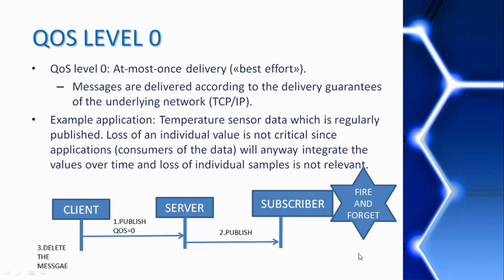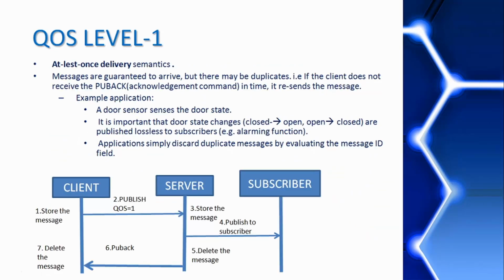Now let's see QoS level 1. QoS level 1 affords at least once delivery semantics. Messages are guaranteed to arrive, but there may be duplicates. That is, if the client does not receive the acknowledgement command PUBACK in time, it resends the message.